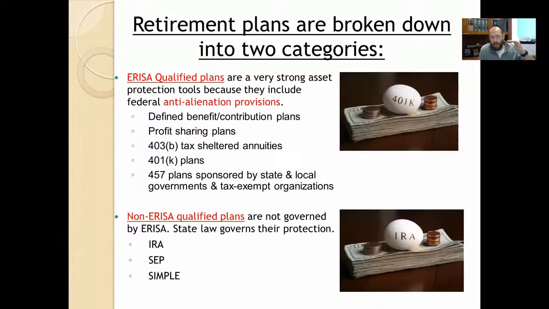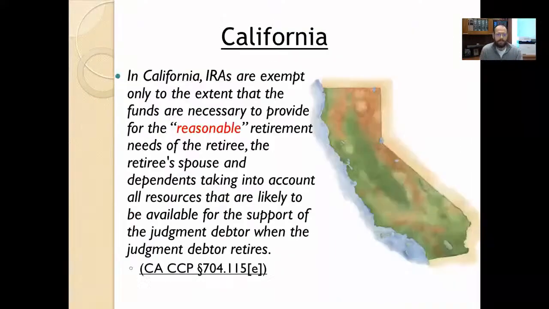Now, compare that with non-ERISA qualified. You'll see I have IRAs, SEPs, and SIMPLEs or Roth equivalents, not governed by ERISA, but governed by state law. So you have to look to your state statutes. As I already mentioned, many states say we offer the same protections to our IRAs under state law as they would have had under federal ERISA. Great. Not in California. California has their own statute. You need to look it up.